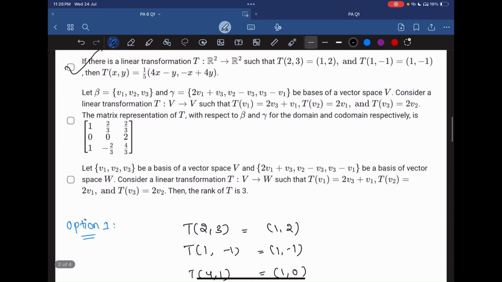Hence, second option is correct. Now let's look at third option. Let beta be the basis and gamma with this basis for the vector space V. Consider a linear transformation from V to V such that T of V1 equal to this, V2 equal to this, and V3 equal to this. The matrix representation of T with respect to beta and gamma for the domain and codomain respectively is this. So let's try finding it.